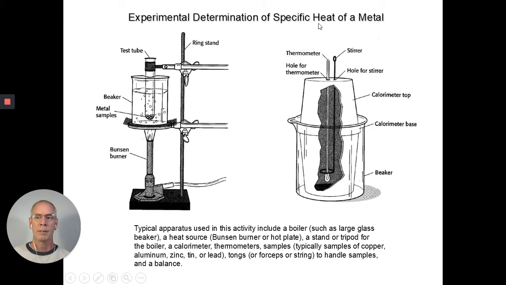Now, this term is a new term for you, specific heat. It has to do with how much energy it takes to heat up a particular material. For instance, if you were to take and make a fire and then put rocks around the fire, maybe you throw a pop can into the fire after you've drunk whatever's in the can.